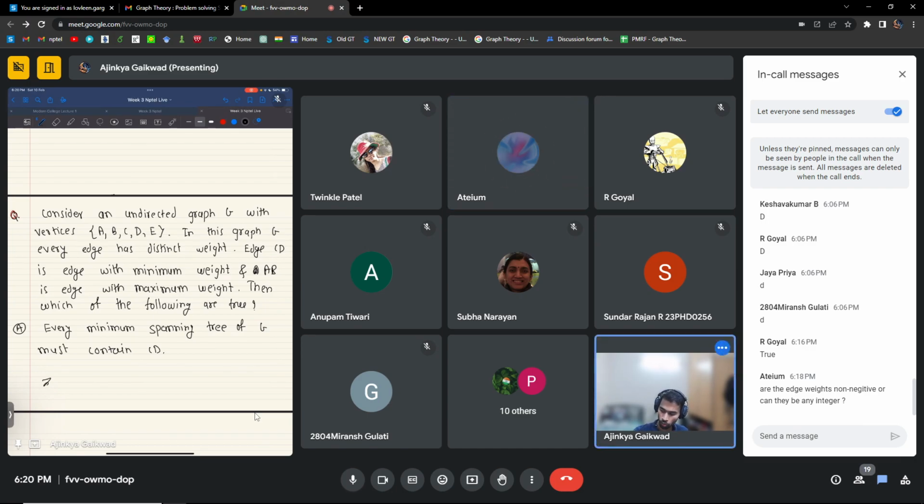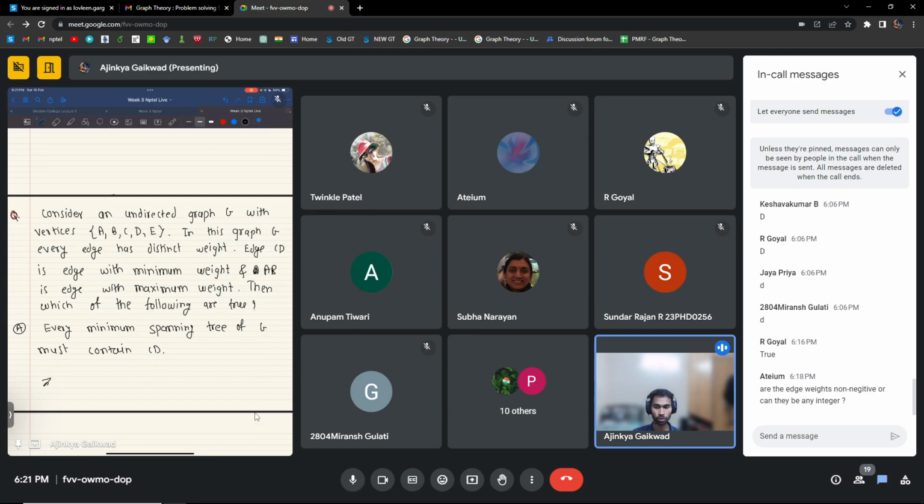So what you are saying is, let's consider Kruskal's algorithm. What Kruskal's algorithm does is sort the edges in non-decreasing order. Here, all the edge weights are distinct, so it will sort them in increasing order. And Kruskal's algorithm will always contain the edge CD in the minimum spanning tree it constructs, right? What you said is you are starting with Kruskal's algorithm.